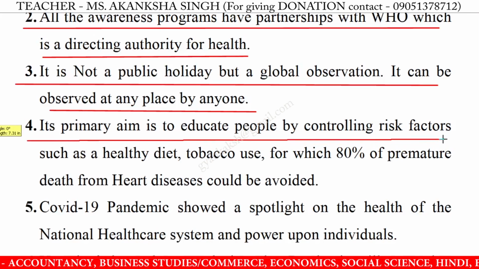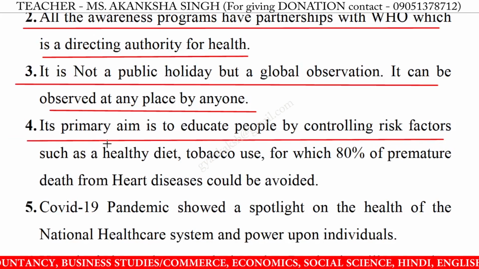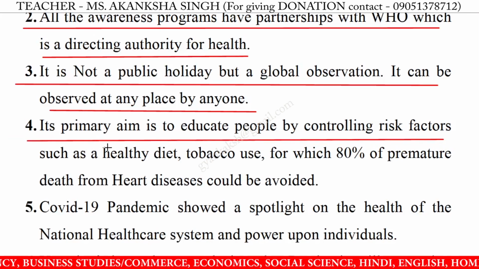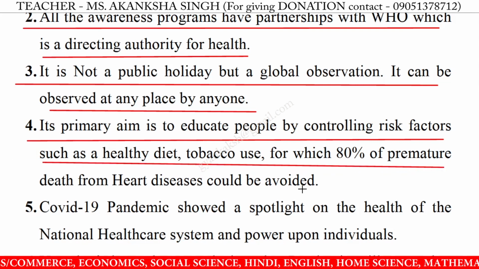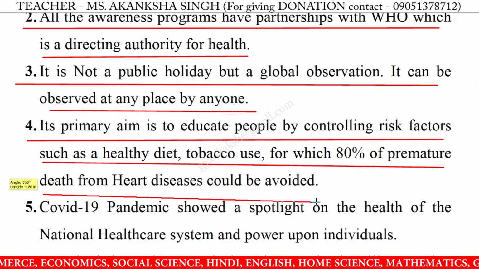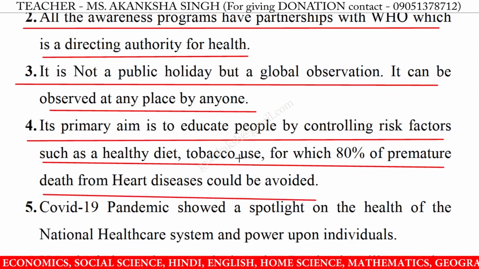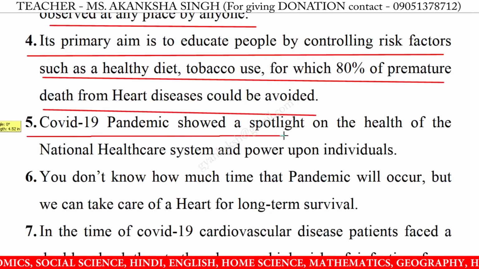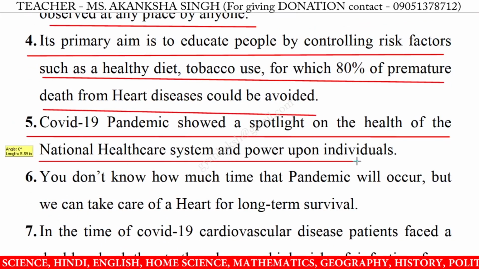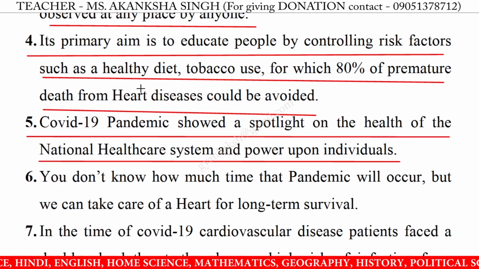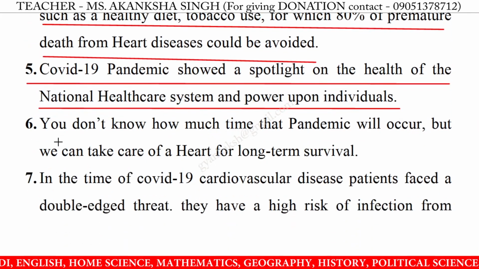Number 4. Its primary aim is to educate people about controlling risk factors such as an unhealthy diet and tobacco use, through which 80% of premature deaths from heart disease could be avoided. Number 5. The COVID-19 pandemic put a spotlight on the health of the national healthcare system and on the power of individuals.